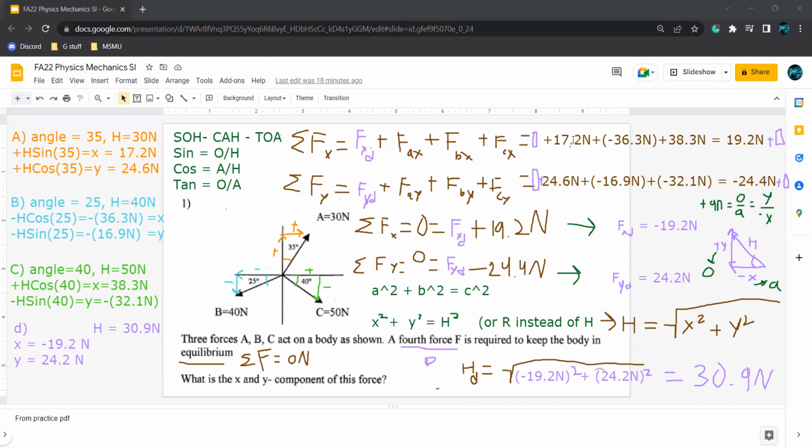Oh, I guess we can fit in the tangent somewhere. Maybe here. It's tan to the negative 1. You could also write arctangent, it's the same thing. Do one over here that's tangent to the negative 1 of the, oh my gosh, variables.